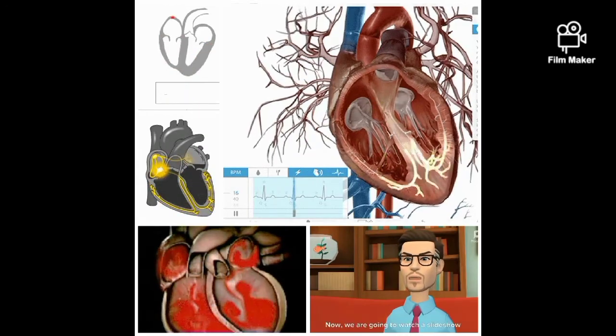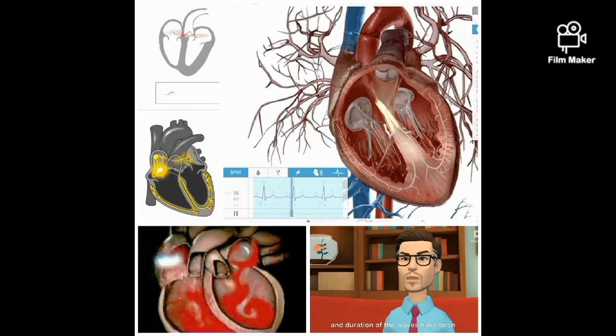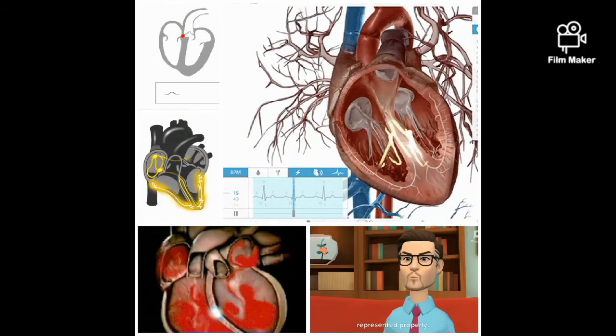Now, we are going to watch a slideshow where description, related pathology and duration of the waves have been represented properly.